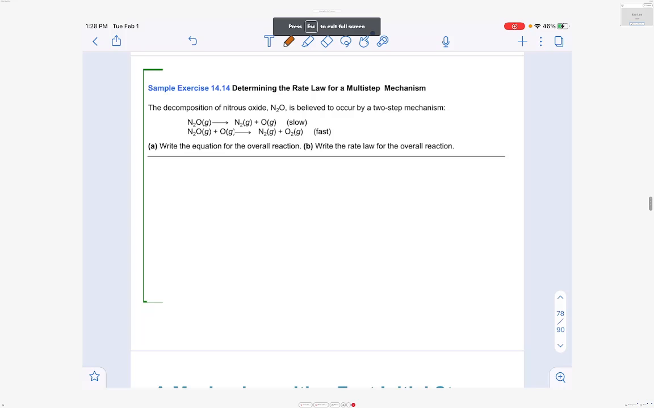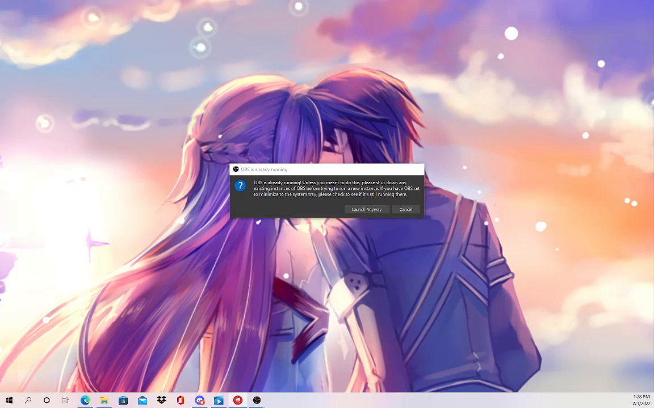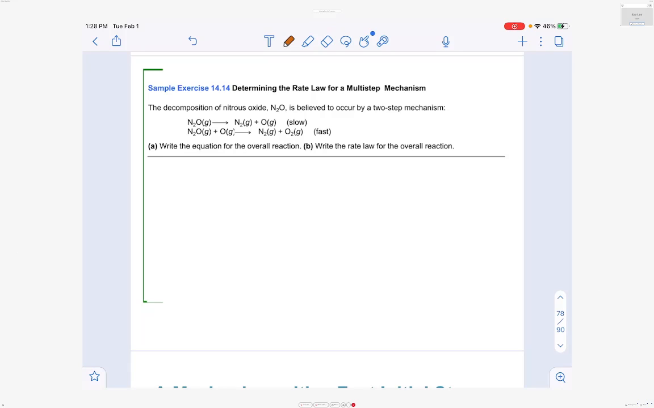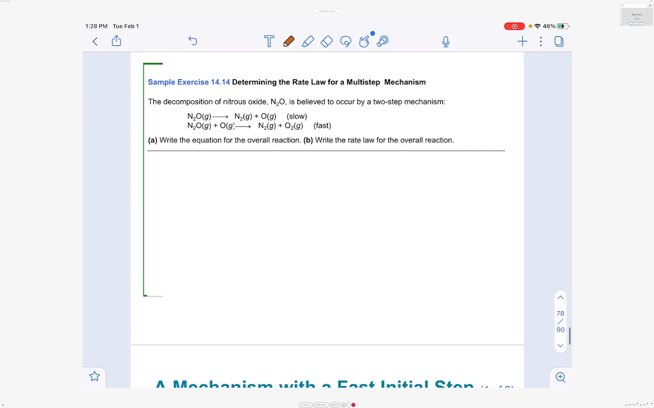So let's solve a practice exercise together. The decomposition of nitrous oxide is believed to occur by a two-step mechanism, and the information is already provided that the first step is the slower step, the second step is the fast step. So we immediately know that the slow step will govern the overall reaction rate. This step will give us the rate law, okay?